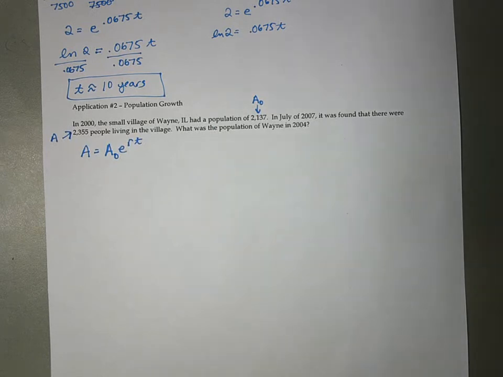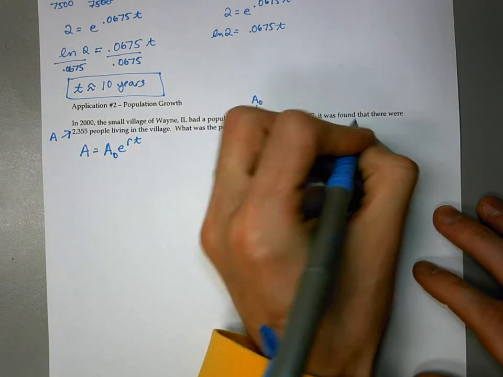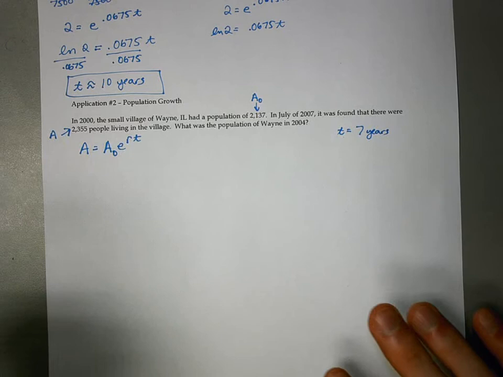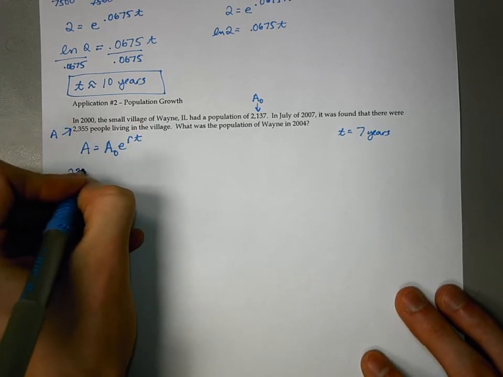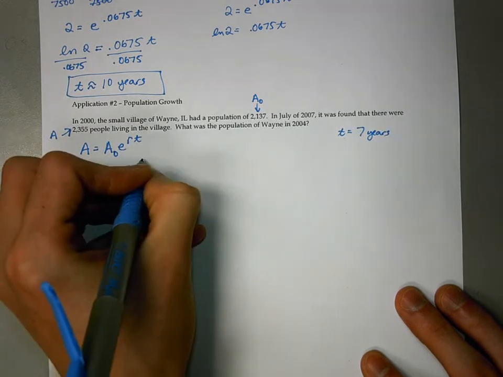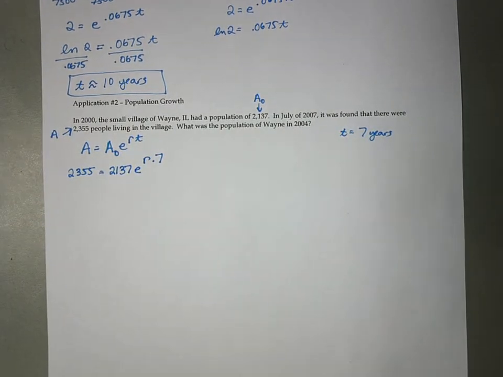But before I can solve that, I need to find my rate of growth. So my approach is going to be, we're going to solve for r, and then use that rate value to find what the value would have been in 2004. The other piece that I have here is that I'm going from 2000 to 2007. So we can say the time is going to be 7 years. So let's fill in the pieces of information I know now. My final amount is 2,355. My starting amount was 2,137. And I've got rate times 7. So I'm going to be solving for r.